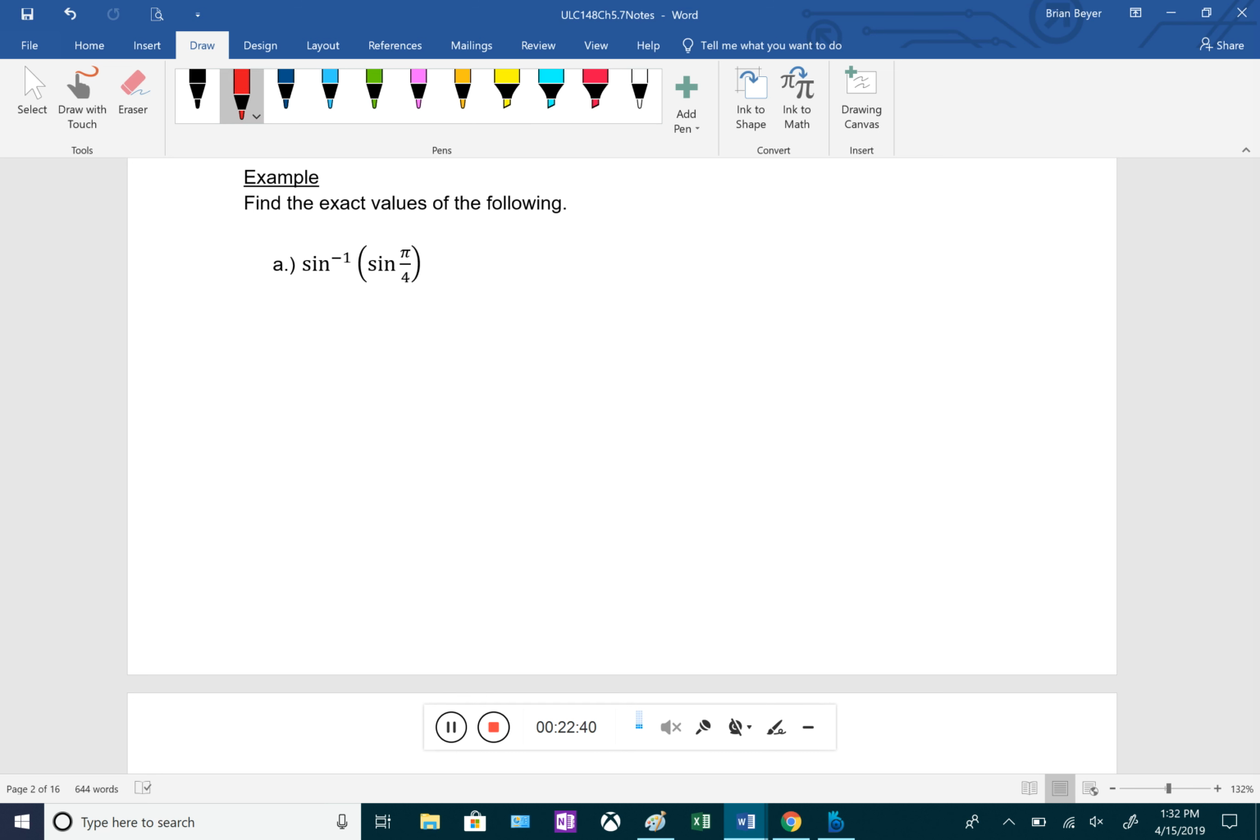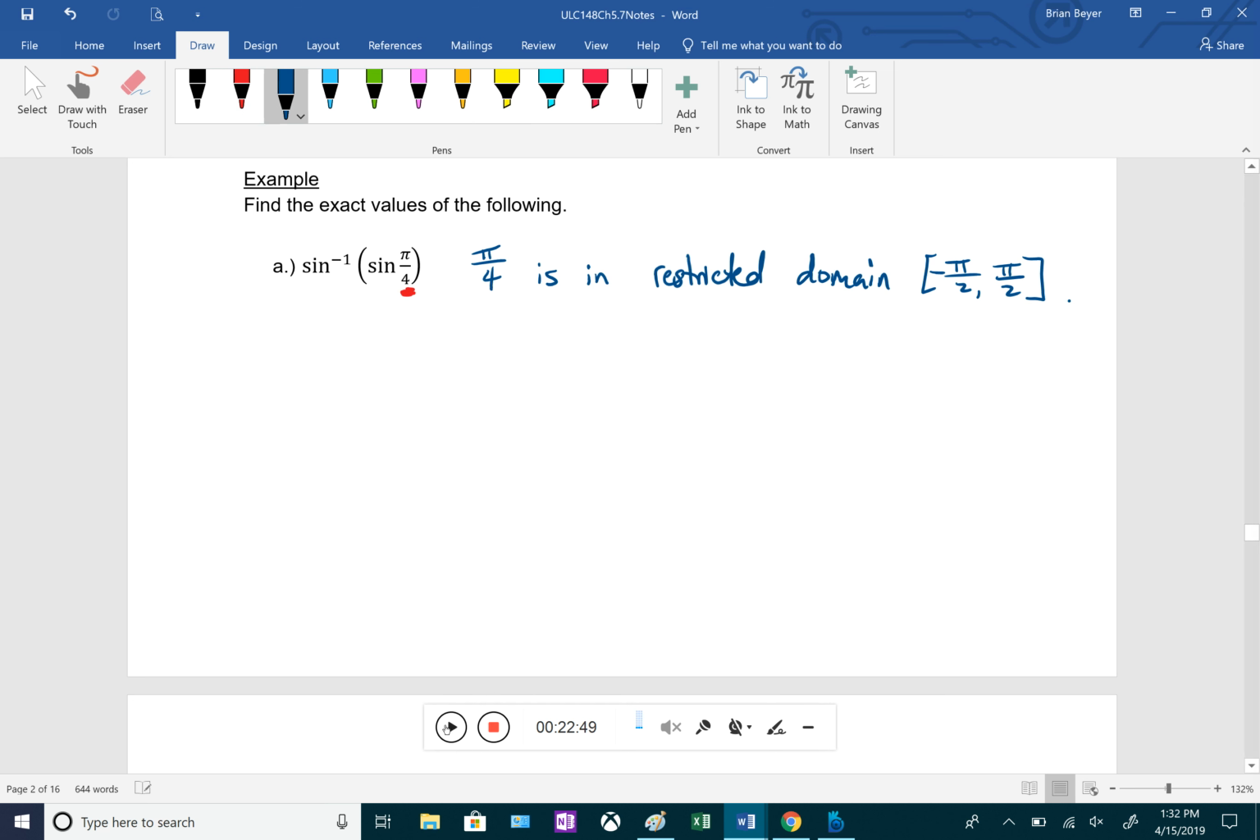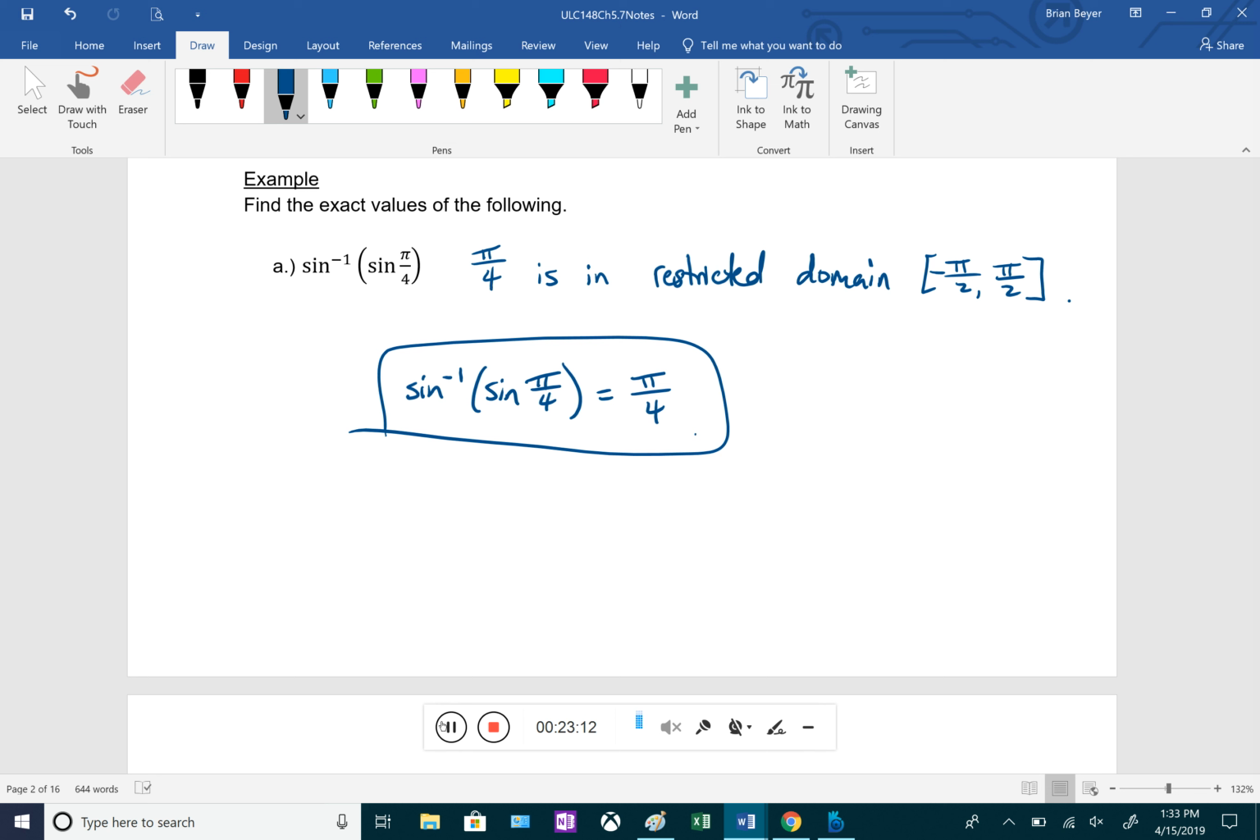The shortcut here is recognizing that pi over 4 is in the restricted domain. So what that means is that sine inverse of sine of pi over 4, since pi over 4 was in the restricted domain of sine, the answer is just pi over 4. Whenever it happens like that, where it's in the restricted domain of the inner function, the inverse function and the function itself just cancel each other out, and you're just left with whatever value that is.